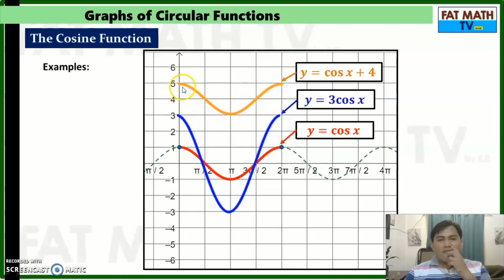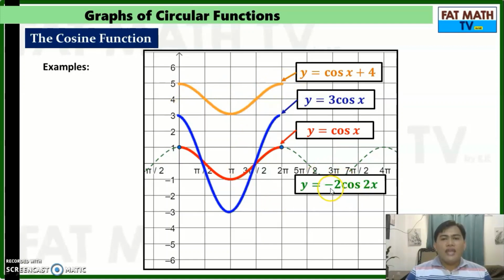So this is the graph of y equals cosine x plus 4. How about if we have negative 2 cosine 2x? A negative 2 will give this red graph here a vertical flip, and then the 2 will have a vertical stretch, and this one will give a horizontal shrink. So the graph will be like this.